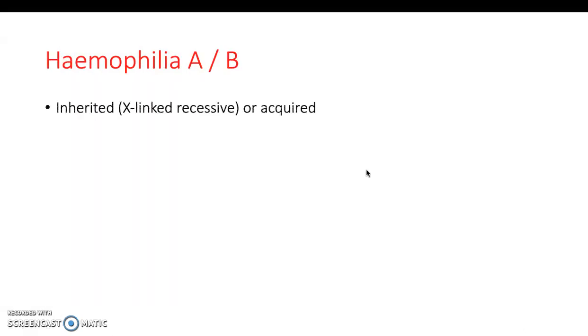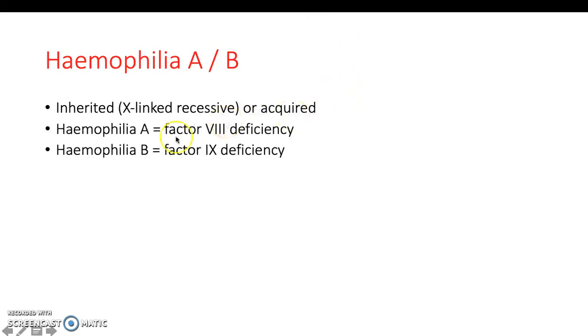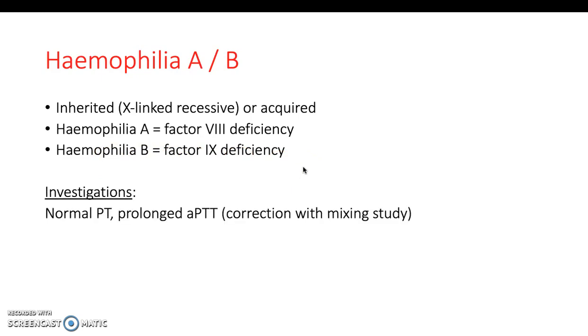So haemophilia is mainly inherited via X-linked recessive, so you'll see it a lot in males. It can be acquired, but this is a very small percentage, and it is associated with cancer and pregnancy. As we discussed, haemophilia A is factor 8 deficiency and B is factor 9. For investigations, you have a normal prothrombin time, but a prolonged APTT with correction on a mixing study.